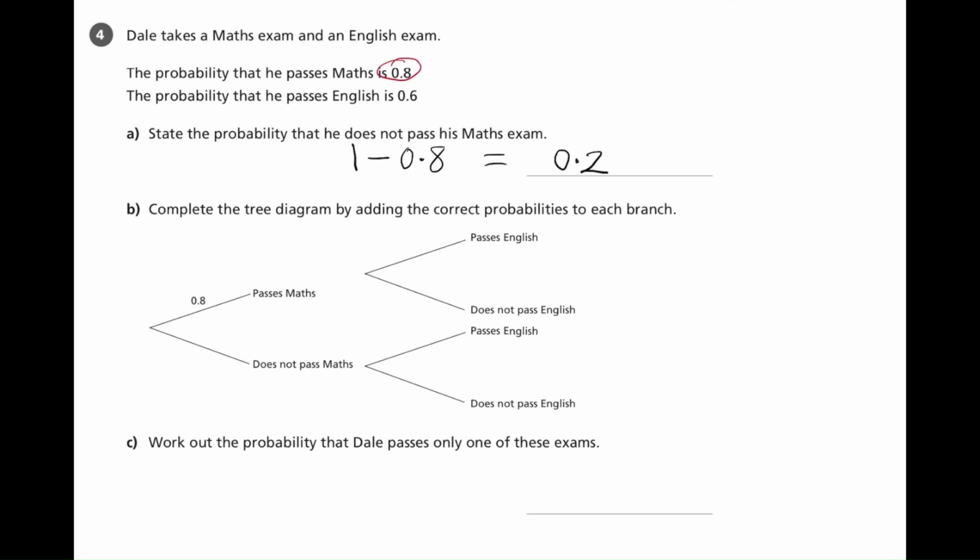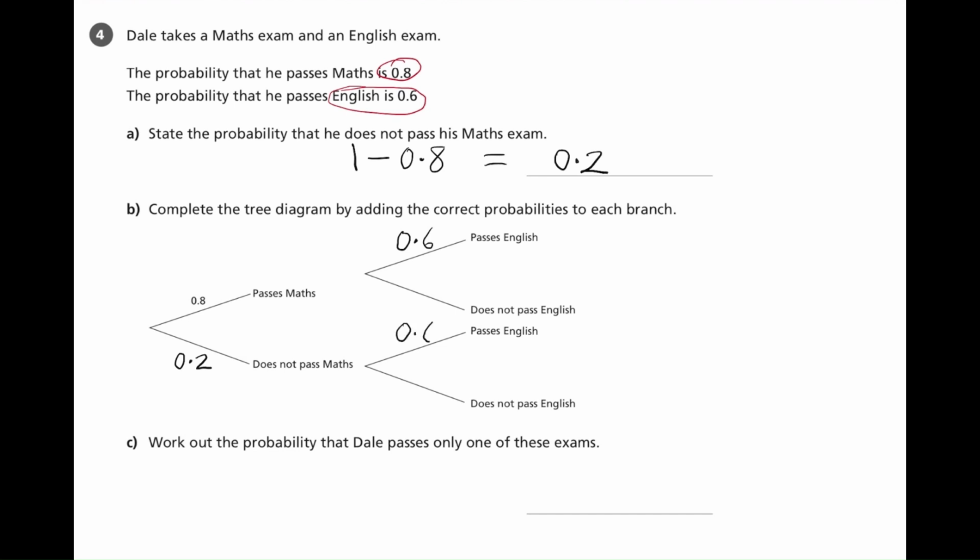Part B wants us to complete the tree diagram. The probability of passing maths is 0.8, and we've already worked out not passing maths is 0.2, so we write that on the not passing maths branch. The question says the probability of passing English is 0.6, so that goes on the branch for passing English, and there are 2 of those.